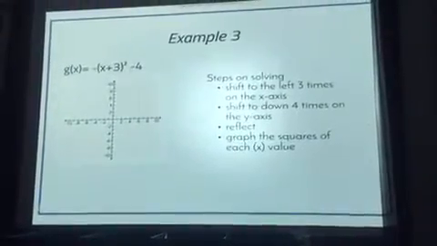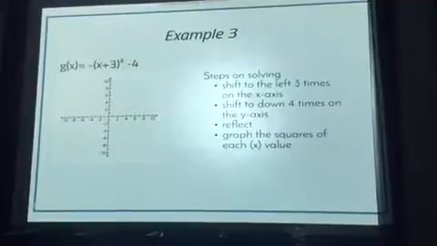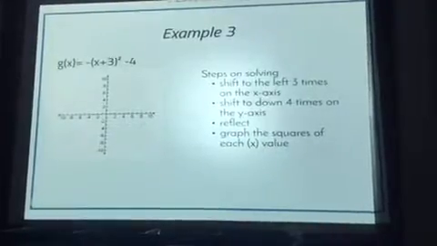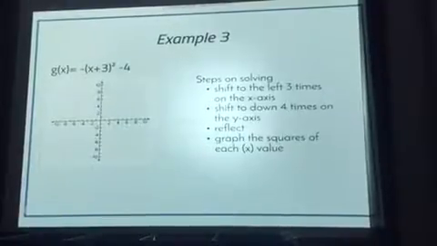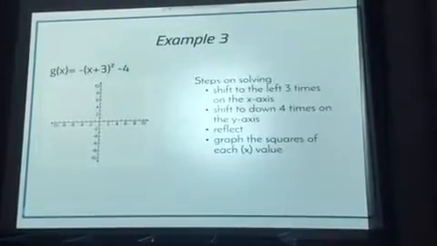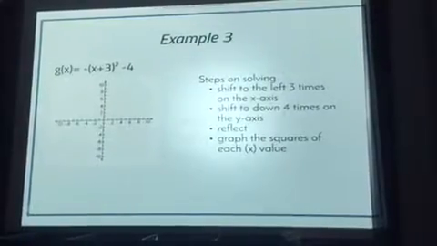Example 3. g(x) = -(x + 3)^2 - 4. Steps on solving. Shift to the left 3 on the x-axis. Shift down 4 on the y-axis. Reflect, and then graph the squares of each x value.